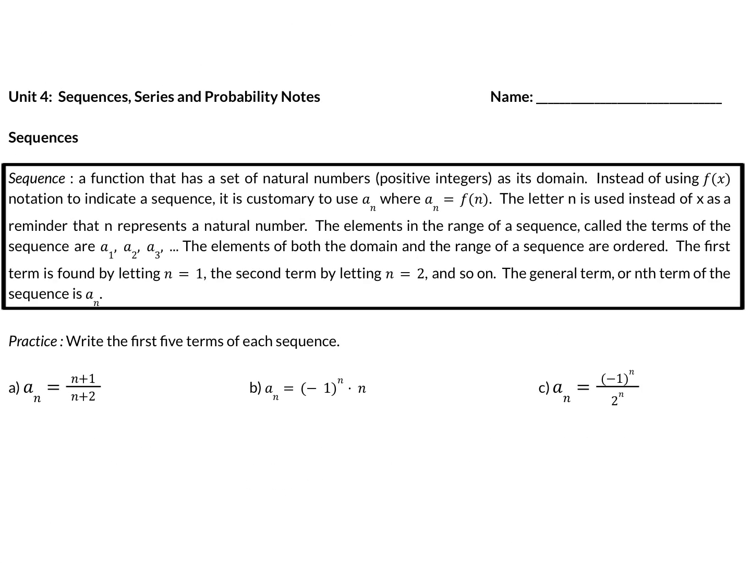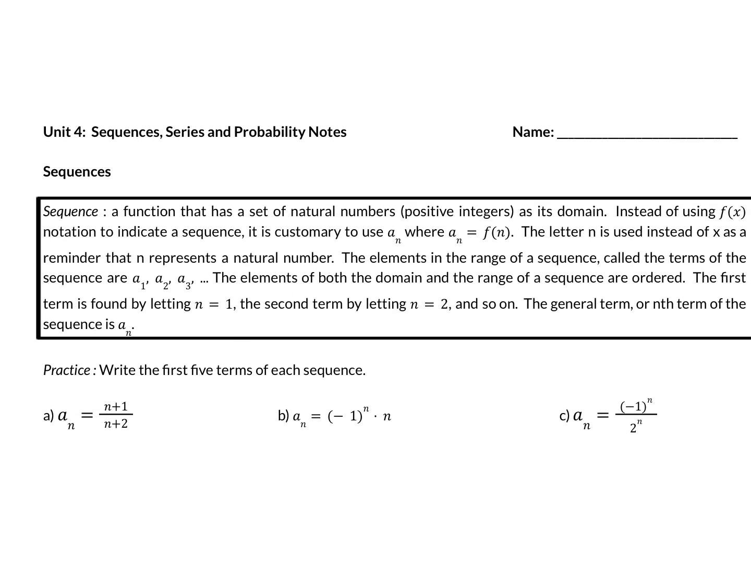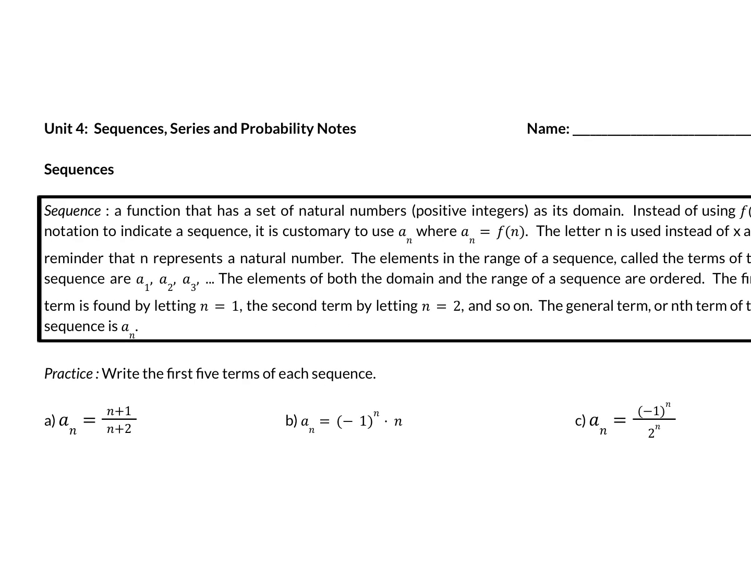Okay, so this whole unit is all about sequences, series, and probability. So it's kind of a little bit of everything. If I asked you what a sequence is, could you give me an example of a sequence of numbers? 1, 2, 3, 4. That's a great sequence. You just add 1 every time. What's another sequence? 2, 4, 6, 8.